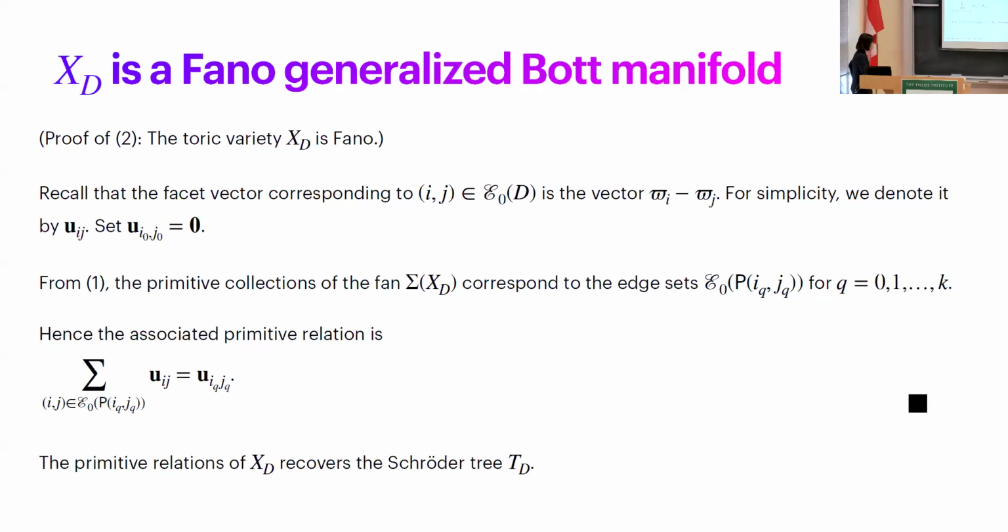And the primitive relations of X_D recover the Schroeder tree T_D. Each u_ij corresponds to a vertex of a tree, and this relation implies that for every i, j, the vertices appearing in the sum are the children of this vertex. So you can construct the Schroeder tree from these primitive relations.